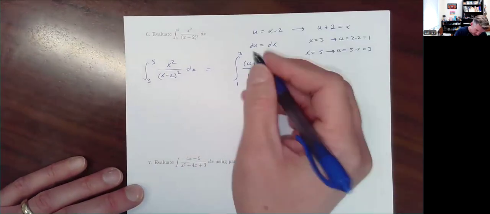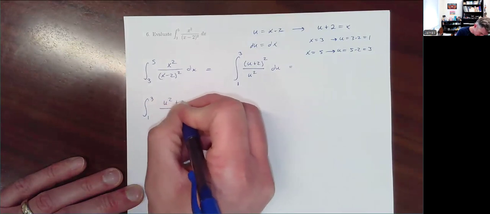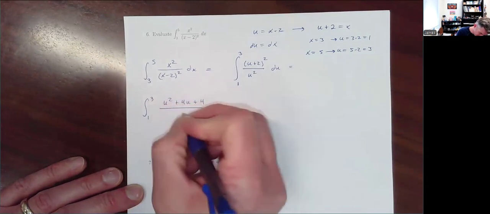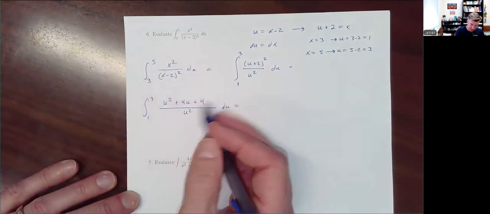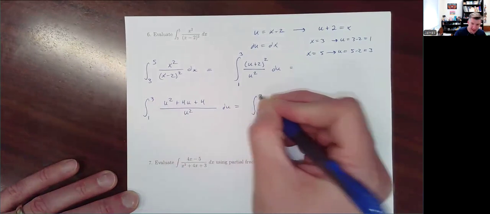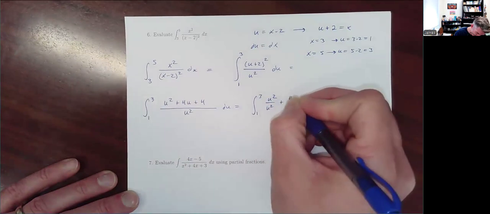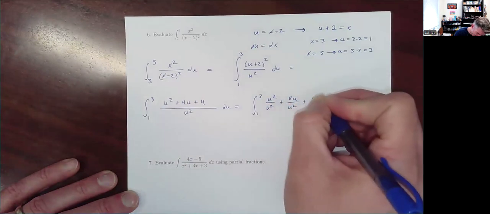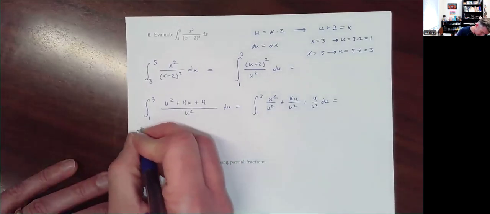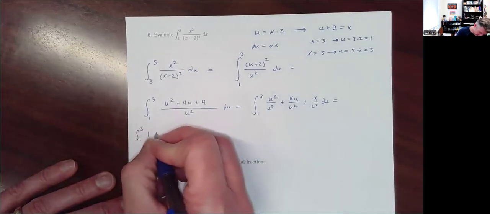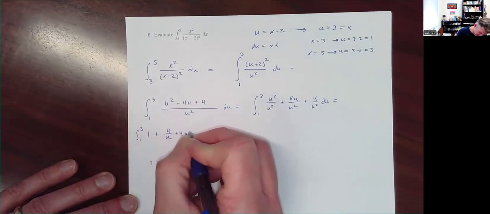Then we need to multiply at the top. So the top is going to be u squared plus 4u plus 4, all over u squared. And then we're going to divide each thing by u squared, which I guess is a form of polynomial division. It's just easy. So you get u squared over u squared plus 4u over u squared plus 4 over u squared. We're going to simplify so it's easier to deal with. Integral from 1 to 3 of 1 plus 4 over u plus 4 times u to the negative second.